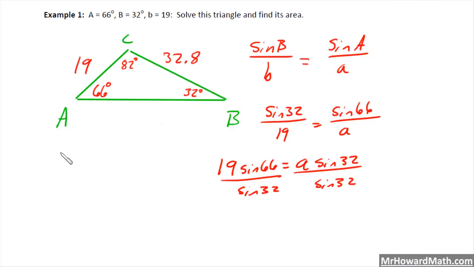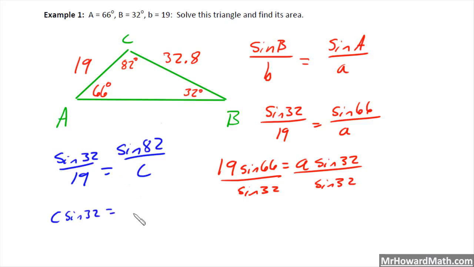Now I'm going to go ahead and stick with this ratio because I already have it. So sine of 32 over 19 is going to be equal to sine of angle C, so sine of 82 over side length C. And if you see the pattern here that we used before, we can jump there, but let's go ahead and cross multiply. So we get C sine of 32 is equal to 19 sine 82, and then divide by sine 32 here.